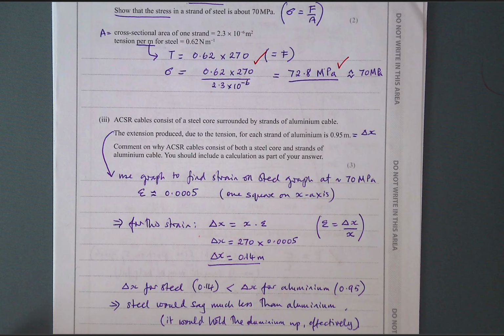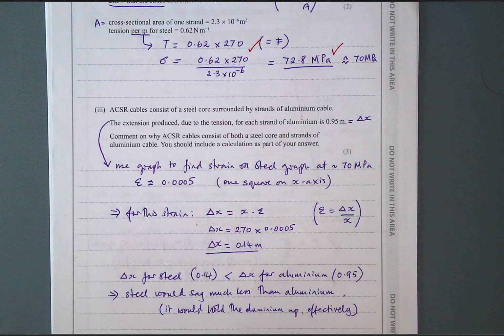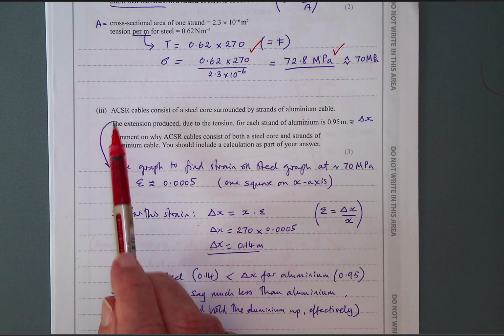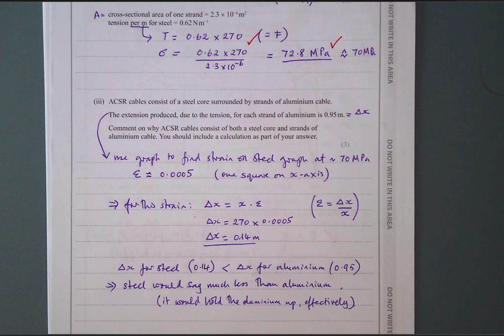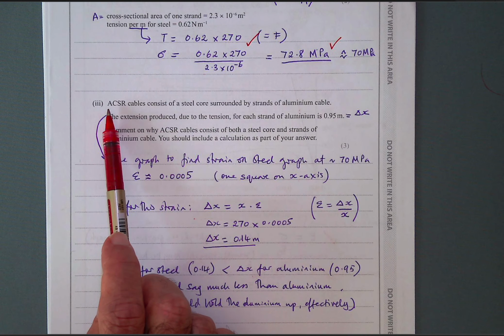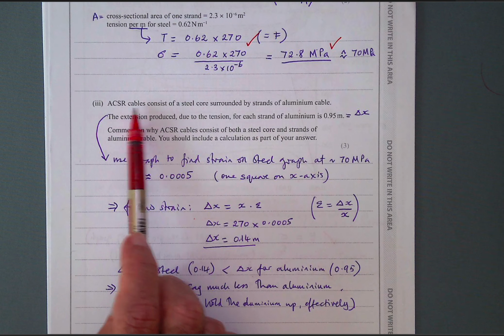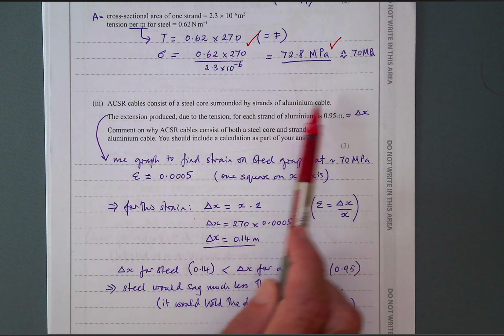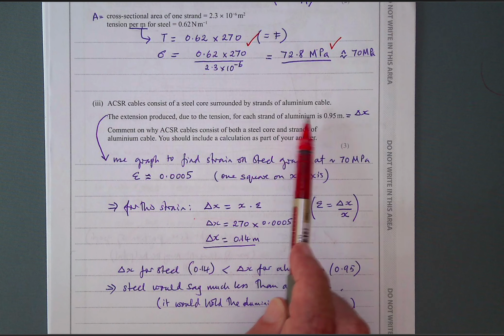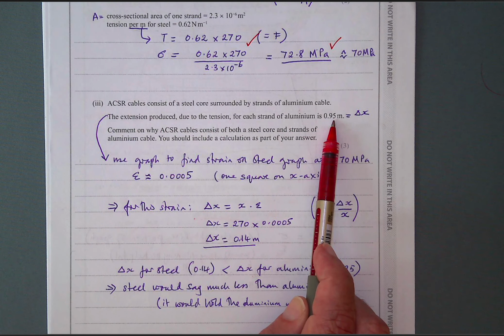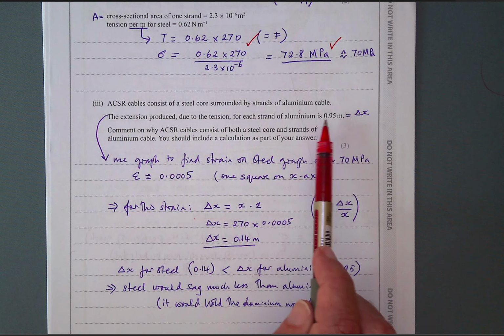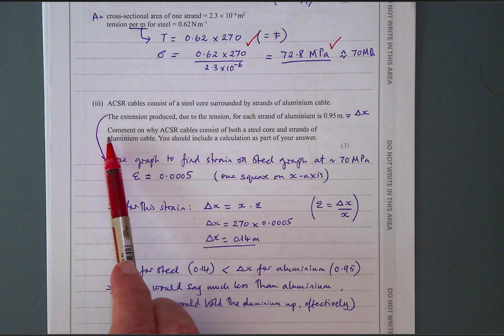It then goes on to look at the final part of the questions, which is usually a little bit more of evaluation of numbers. So it's kind of a skill that they were seeing if you have. The cables that we talked about, the ACSR cables, consist of a steel core surrounded by strands of aluminum cable, as explained before. The extension produced due to the tension for each strand of aluminium is 0.95. So that's the delta X, whereas before, so that's what we got, 0.95 meters delta X for that length that we're using. Comment on why these cables consist of both a steel core and strands of aluminium cable.